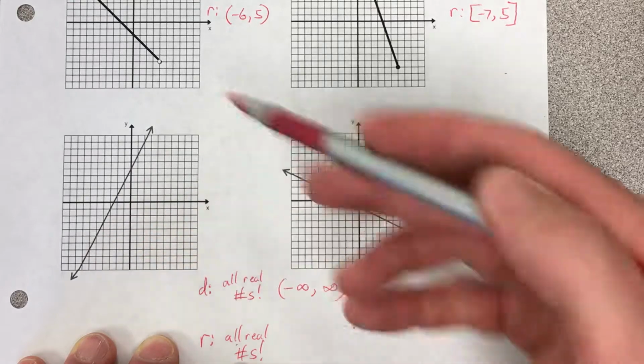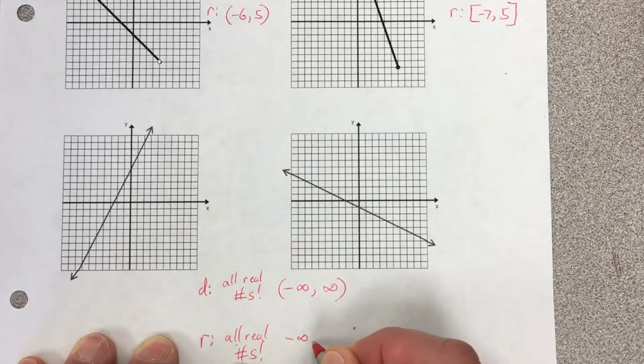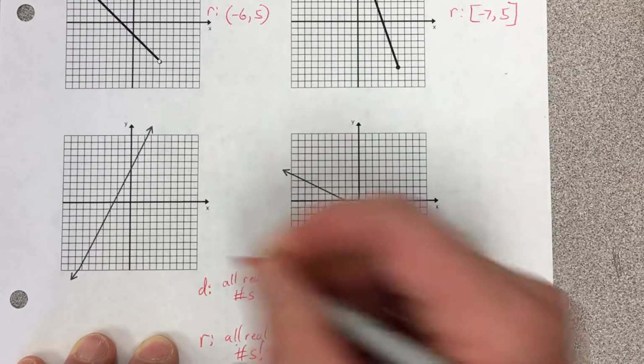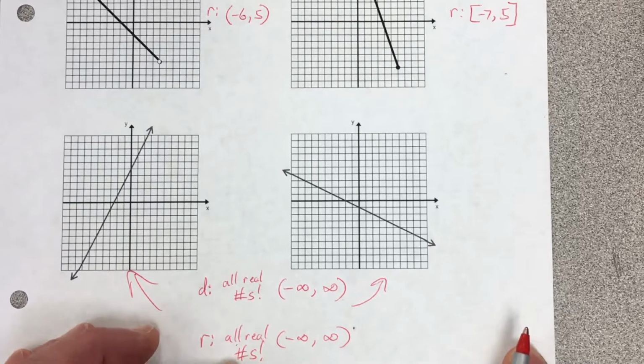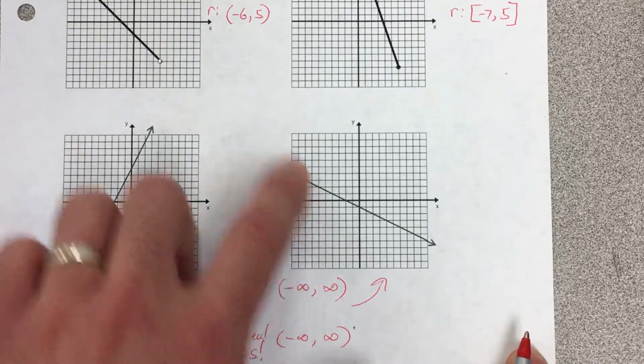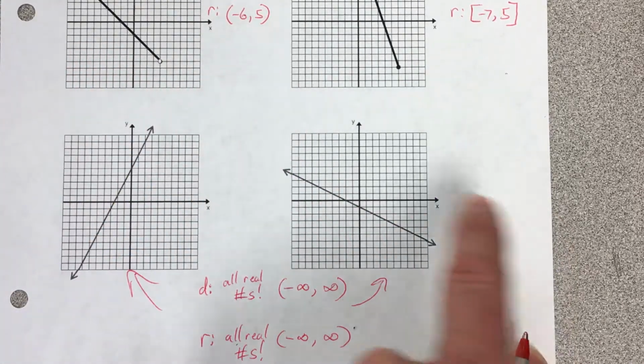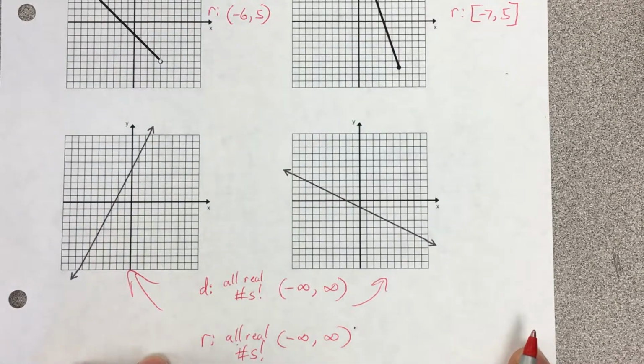The y values, smallest value is negative infinity, biggest value is positive infinity. And that's true for both of these graphs because the arrows are going on both ends. Forever up, forever down, forever right, forever left. It's got everything covered.